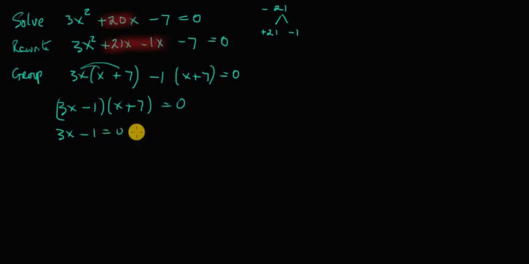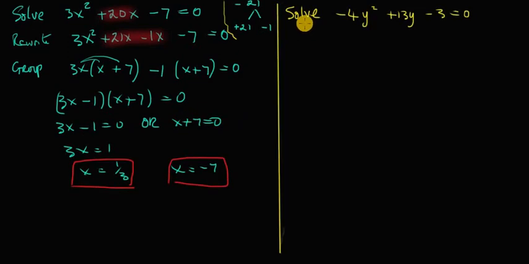3x minus 1 is equal to 0, or x plus 7 is equal to 0. Okay, here's another example. Solve minus 4y squared plus 13y minus 3 is equal to 0. Now the best way to proceed with this is we want to turn this minus 4, the coefficient of the y squared, into a positive.